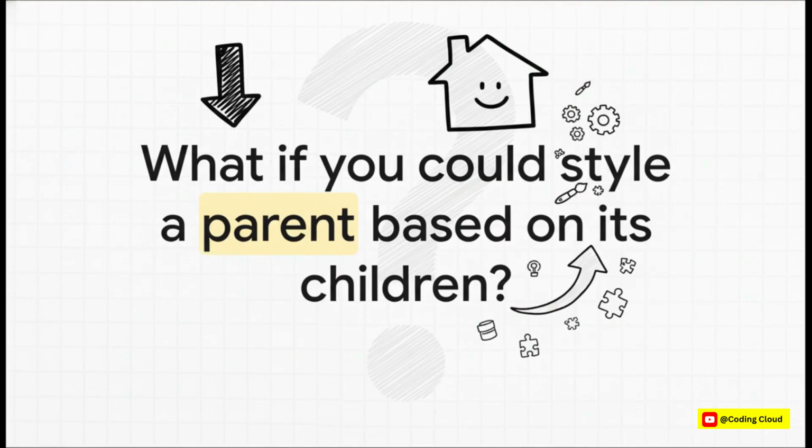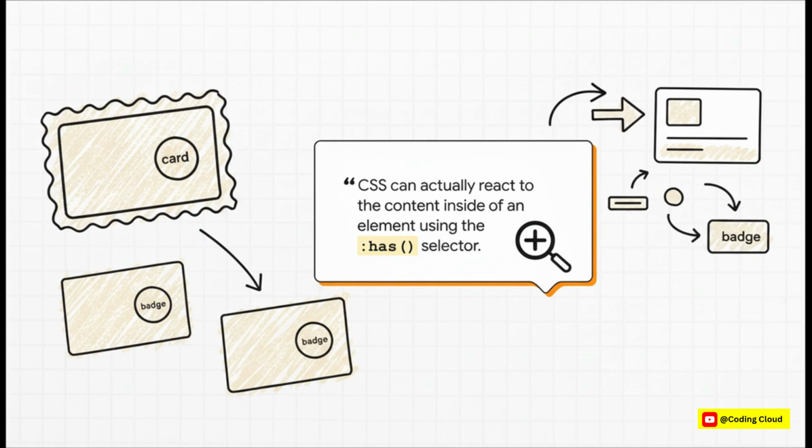Okay, next up, think about this. For decades, CSS has always worked in one direction, down. We style an element based on its parent, but what if you could flip that? What if you could style a parent based on what's inside it? Well, say hello to the has selector.